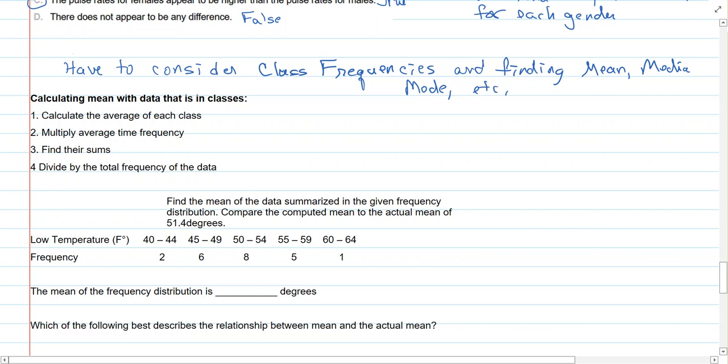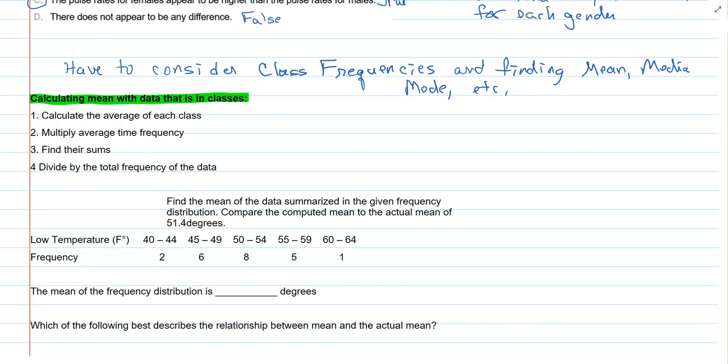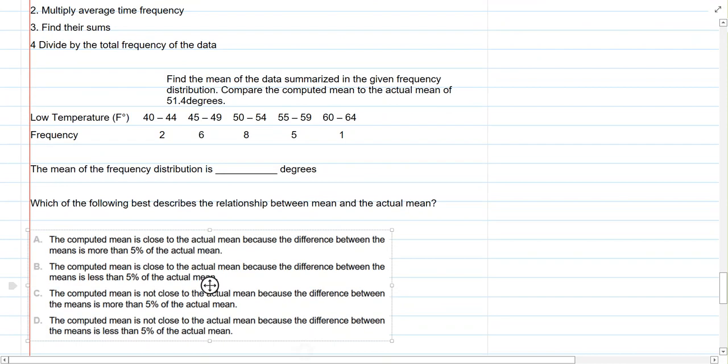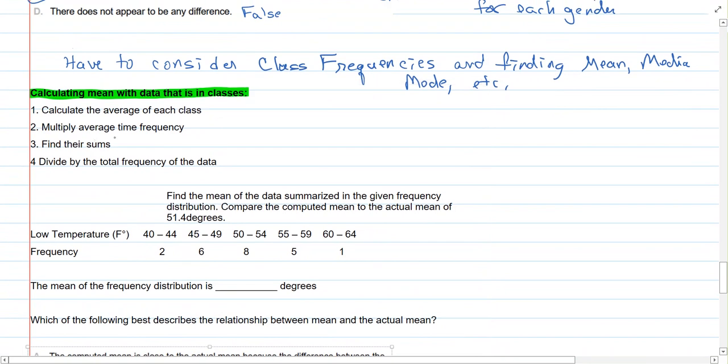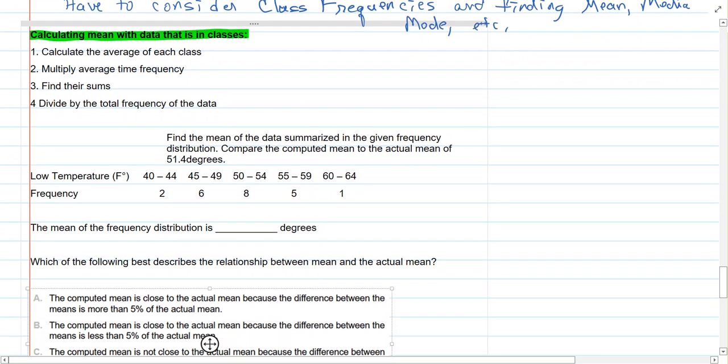So I've written this part right here, and it is calculating the mean with data that is in classes. So we're talking about a histogram or frequency table. The first thing is calculate the average of each class. And then multiply average times frequency, because that's a repetition of that particular value. Find their sums and divide by the whole frequency. So here we go.